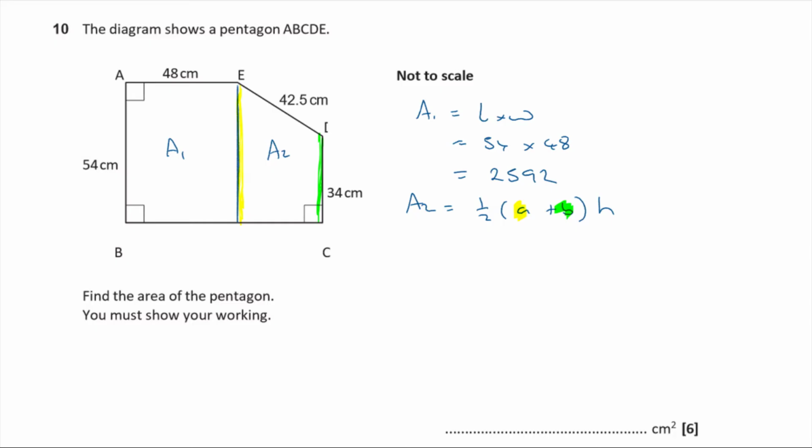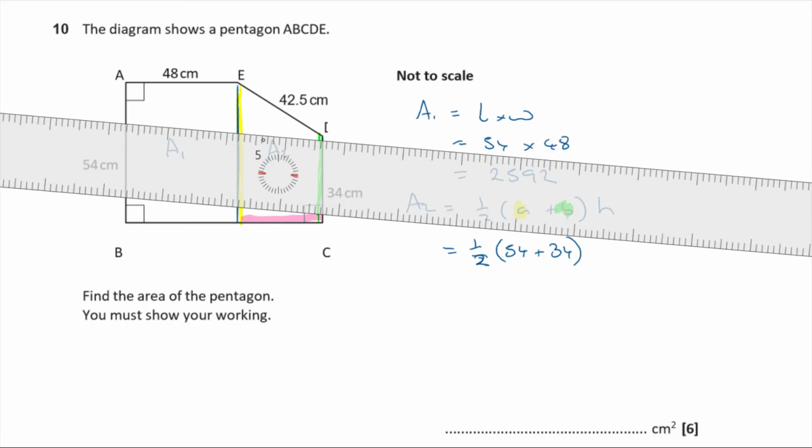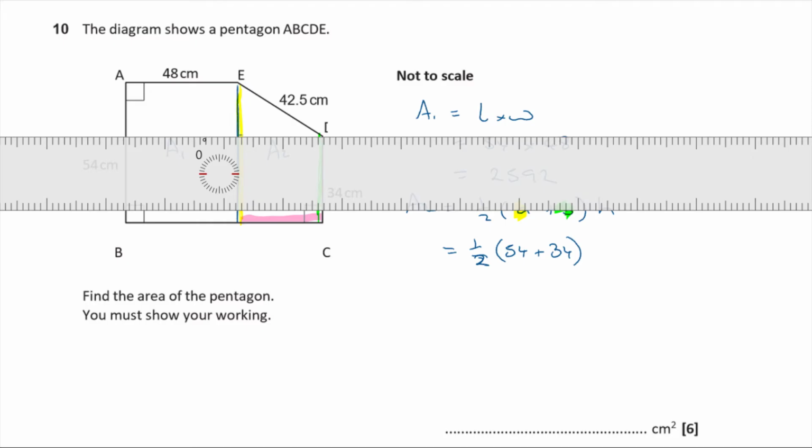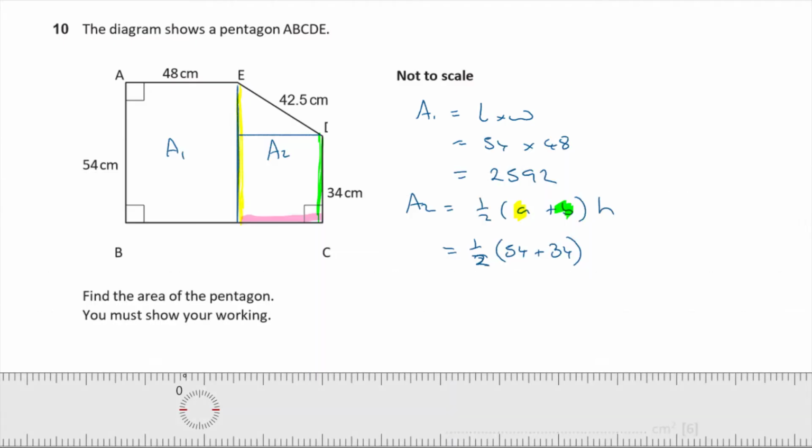So that's going to be a half times (54 plus 34). And then the h, the distance between them, is that distance there, isn't it? And what's that? No, I've got a slight problem here. I don't know what that is. So what to do? Looking up here, I'm going to make a little triangle, because I need it to work out that distance. I've been given the slant distance down there, so I know that's 42.5.